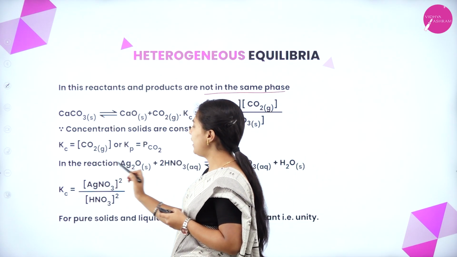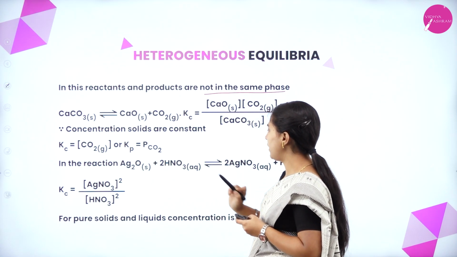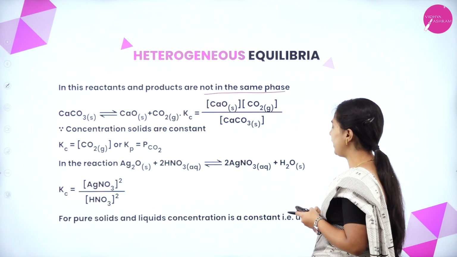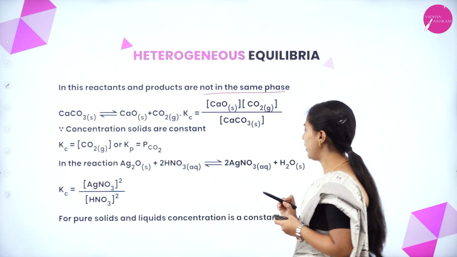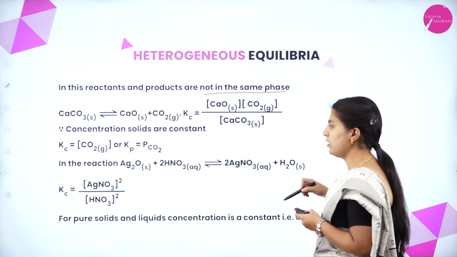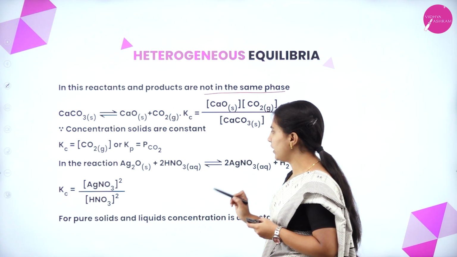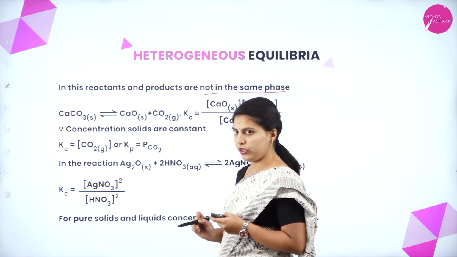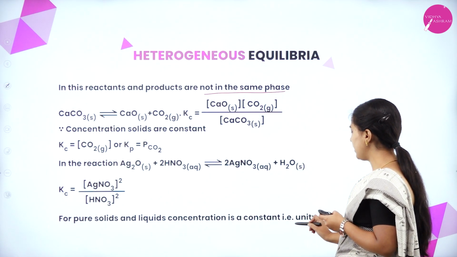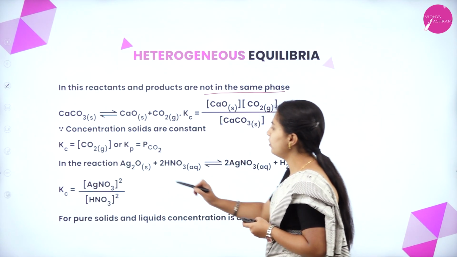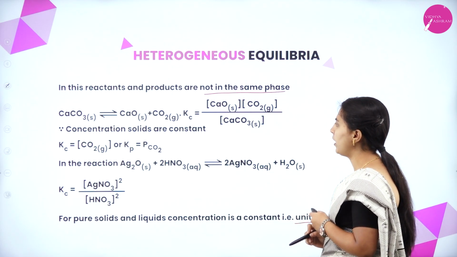In another reaction, silver oxide plus nitric acid will form silver nitrate and water. See here, this is solid, this is aqueous, this is again aqueous and this is solid. What will happen? Kc equals AgNO3 by HNO3. For pure solids and liquids, concentration is constant, that is unity. Okay, here also power 2 is there, so power 2 will be applied.